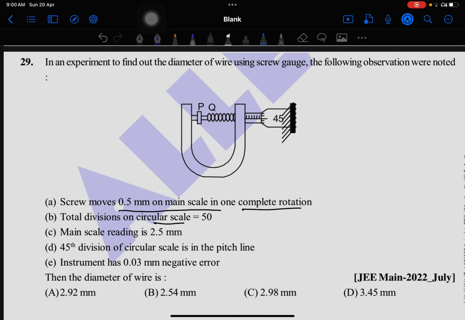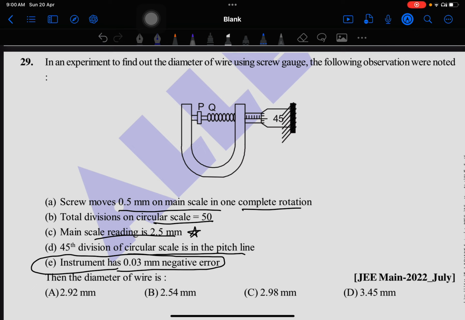Total divisions on the circular scale is 50. Main scale reading, they have given you the main scale reading. The 45th division of the circular scale is at the pitch line. The instrument has 0.03 mm negative zero error. You are asked to find the diameter of the wire which is being measured.